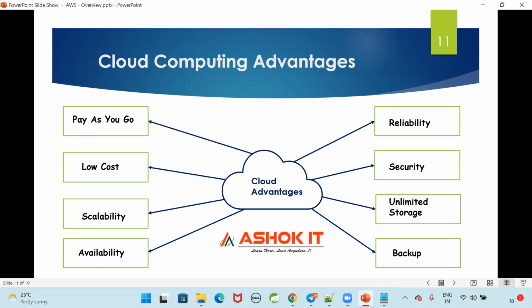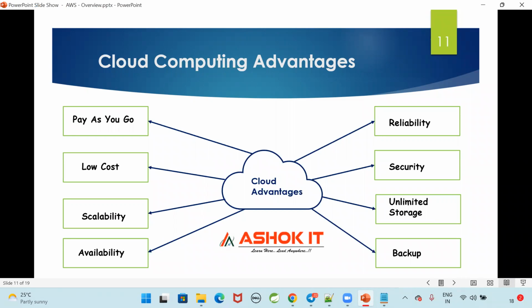And the next one, availability. 24/7, 365 days, your infrastructure will be up and running. You don't hear about power issues or network issues, because cloud providers already have plans for power backup and network backup. They have been providing services in the market for the last 10 plus years. They have the security, the privacy, everything. Ready-made software and ready-made infrastructure are available with them. We just need to use it and run it.